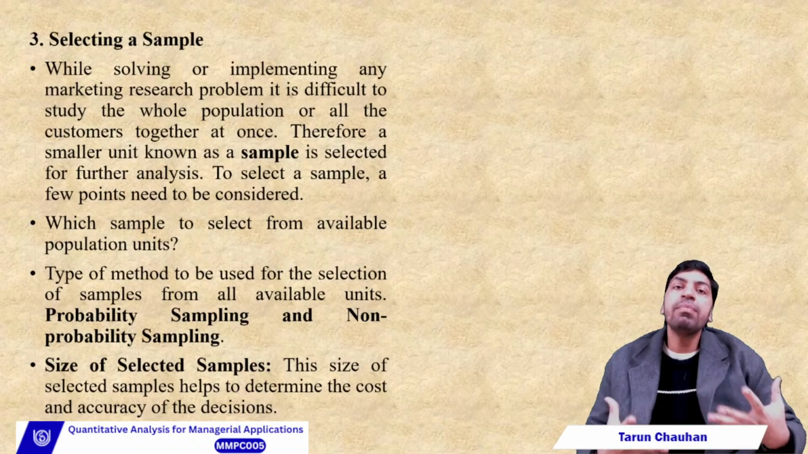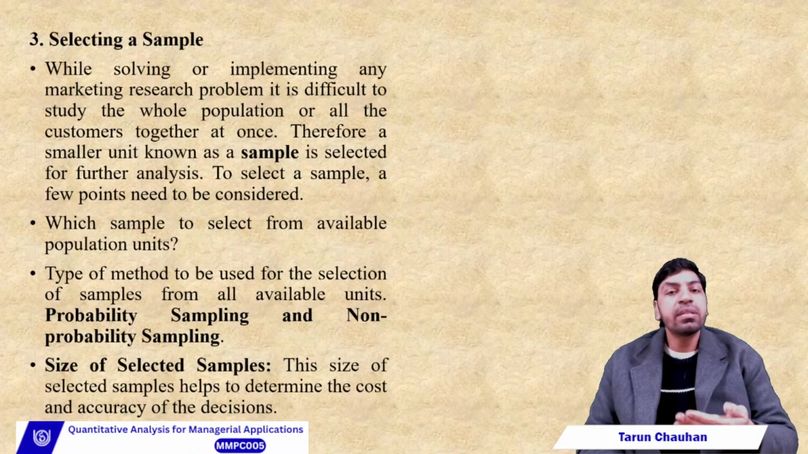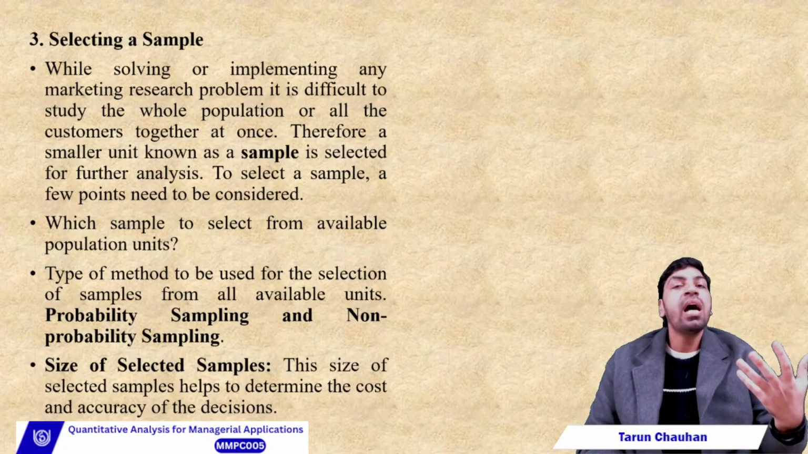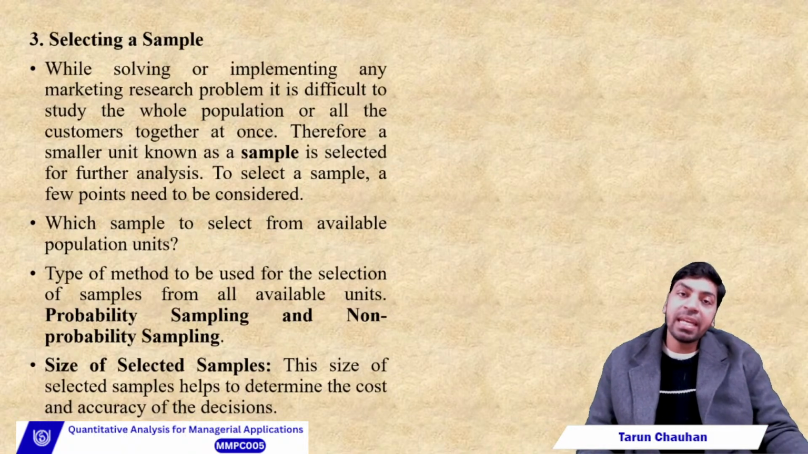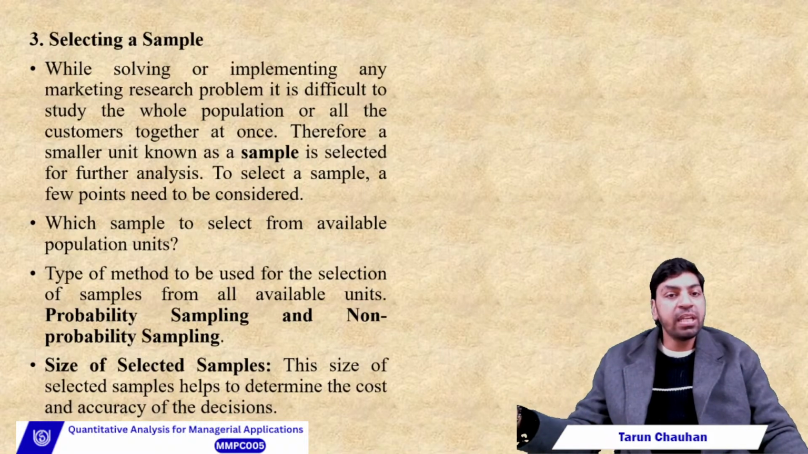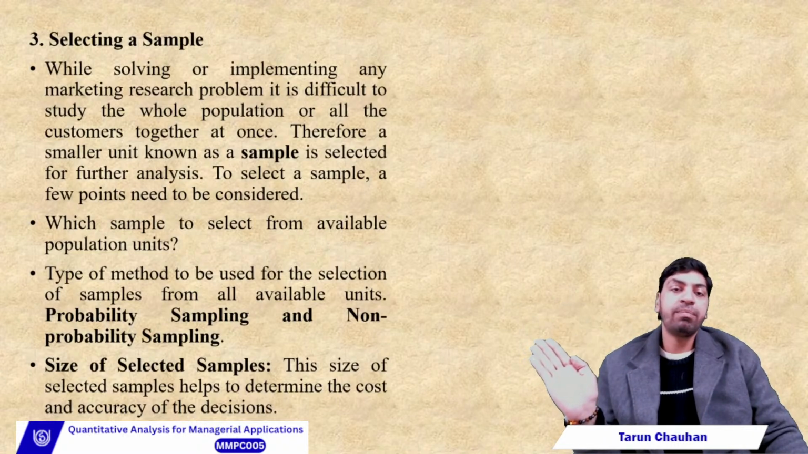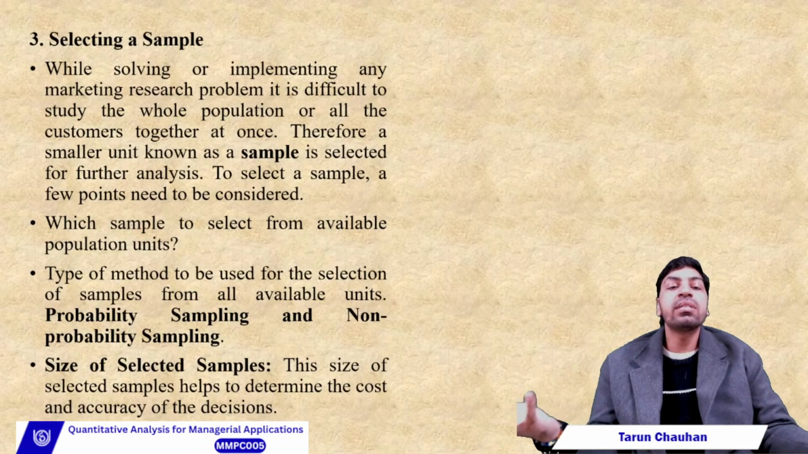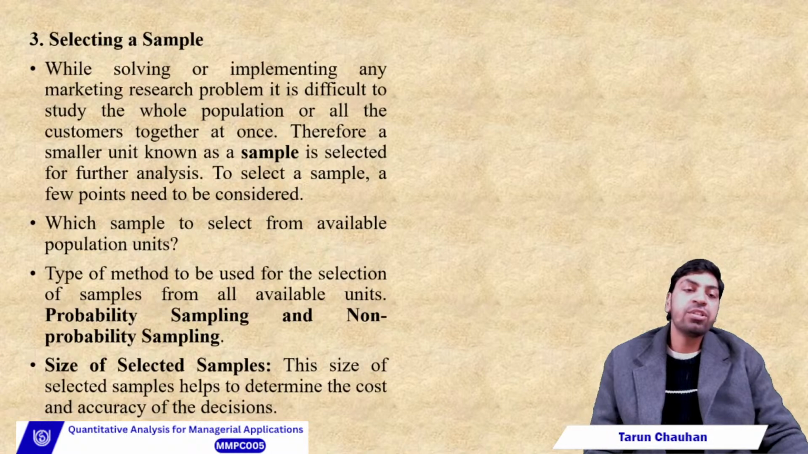A sample is a sub-unit selected from the population. For example, there are 1,000 persons, so I have selected only 100, and 100 would be the sample. So your first step is deciding which sample to select from the available population. It could be a sample related to age, or related to education, where I need the candidates who are PhD holders. So that is called the sample. You need to decide which sample to select from the available population units.